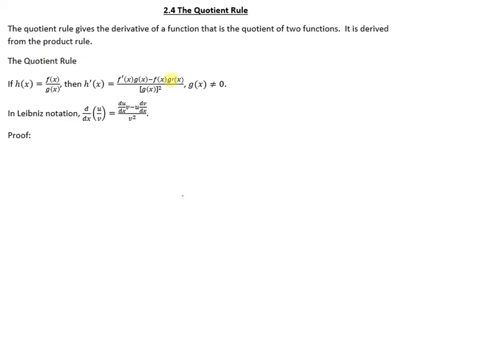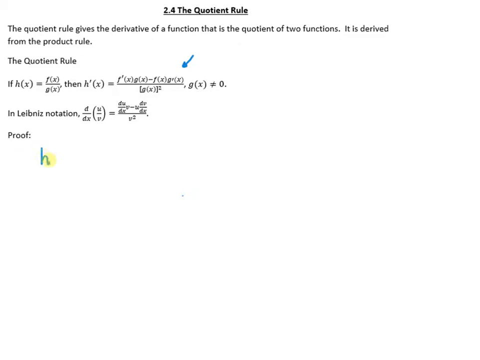Quotient rule. Just like the product rule, for the quotient rule we can't just take the derivative of the top and then put it over the derivative of the bottom. Okay, it doesn't just work like that. So here is the quotient rule, and we're actually going to solve for the proof of this.